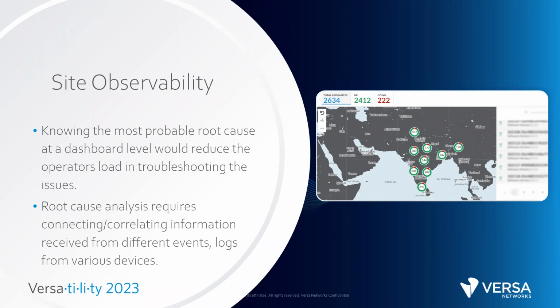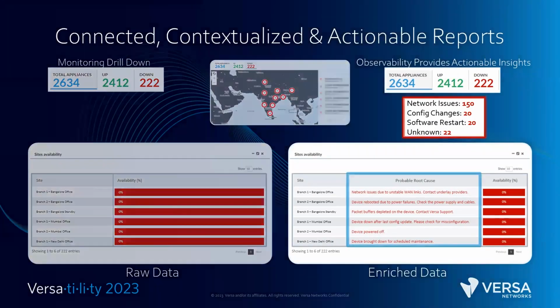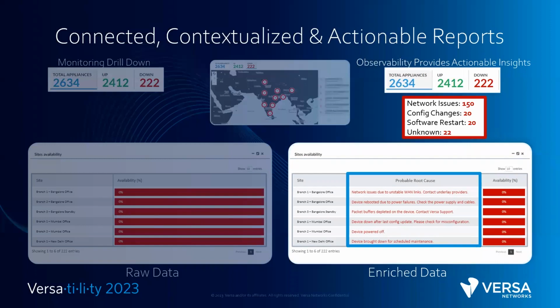And if we do so, what we will get is high-level information such as this. We would get high-level metrics, which tell you the breakdown of why the sites were down. So in this example, it says out of the 222 devices, 150 of them had network issues, 20 of them were because of some config change, 20 of them were because of some software restart. And sometimes you may not know why. After correlating also, there might be cases where we may not know why a certain site was down, in which case it categorizes it as unknown.